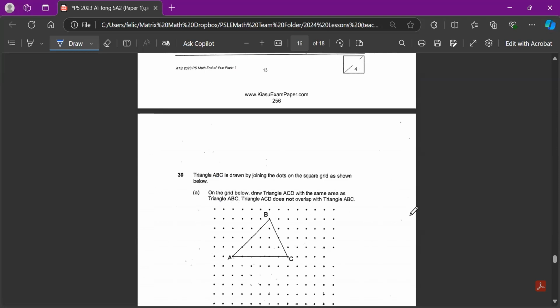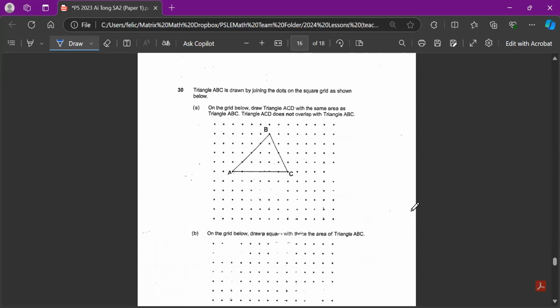Alright, let's move on. Okay, triangle ABC is drawn by joining the dots on the square grid as shown below. Okay, so they really draw ABC for you. On the grid below, draw triangle ACD with the same area as triangle ABC. ACD does not overlap with ABC.